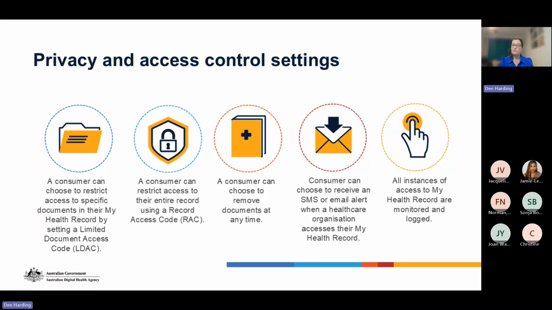At record level, not document level, record level, a consumer can also restrict access to the whole record by establishing a record access code. This will mean only organisations given the code can access the record. Personal notifications to the consumer can be sent to show that a healthcare provider has access to the record. We touched on that one previously. These can be sent by email or SMS.